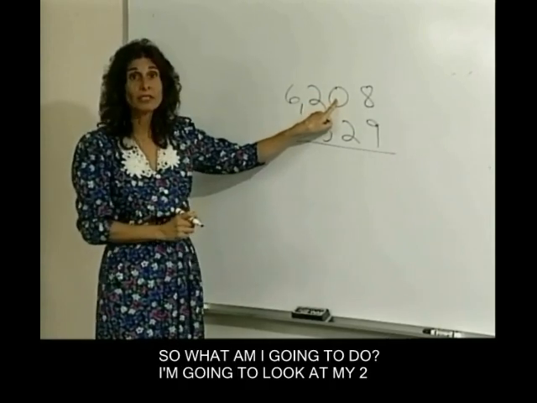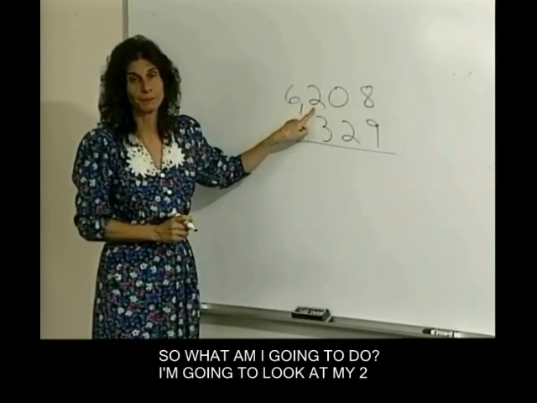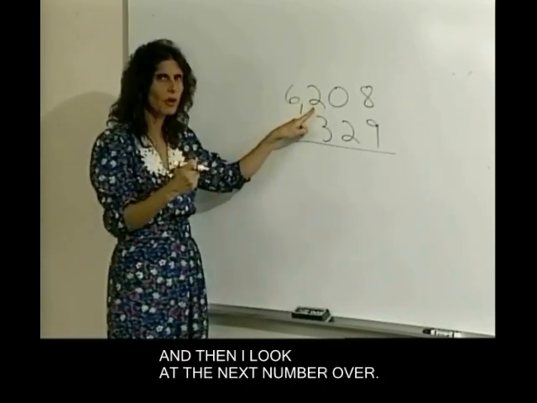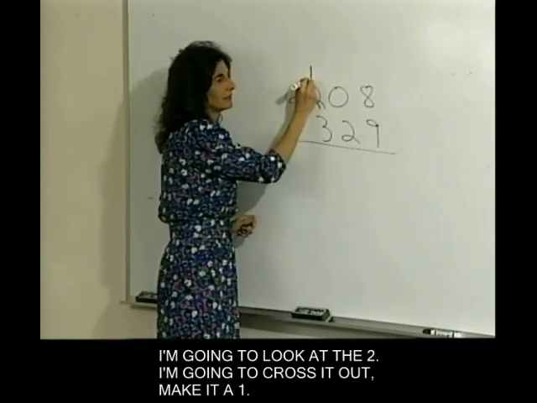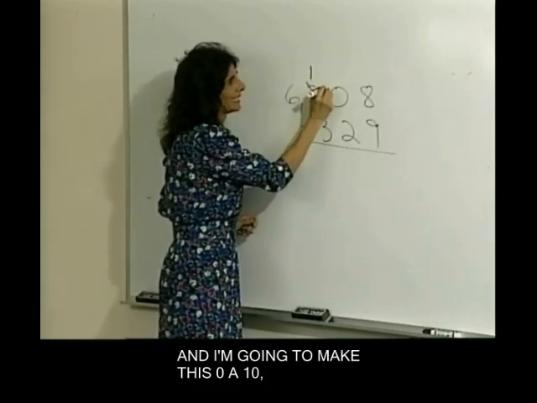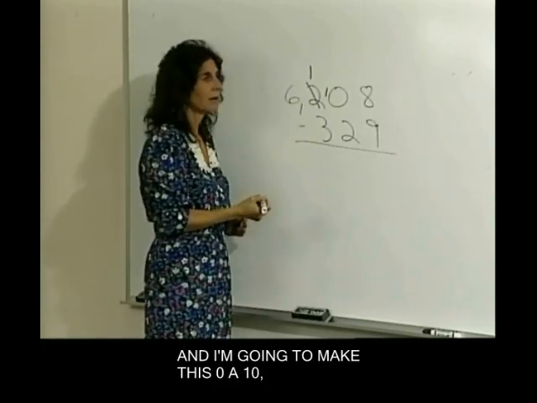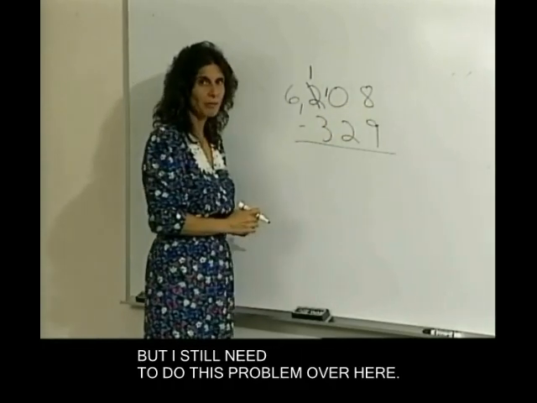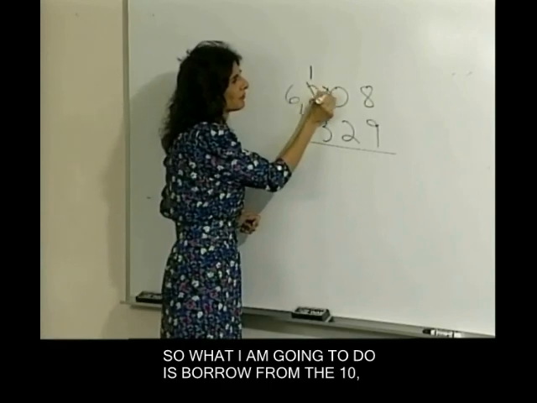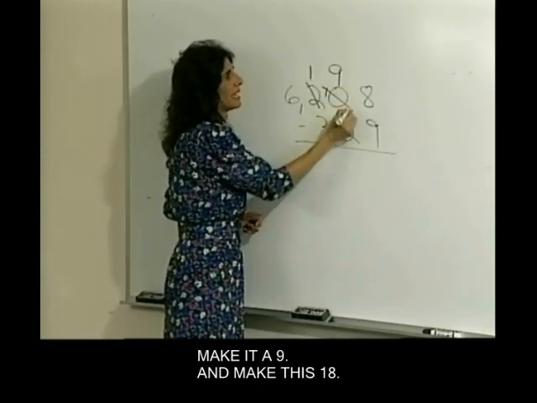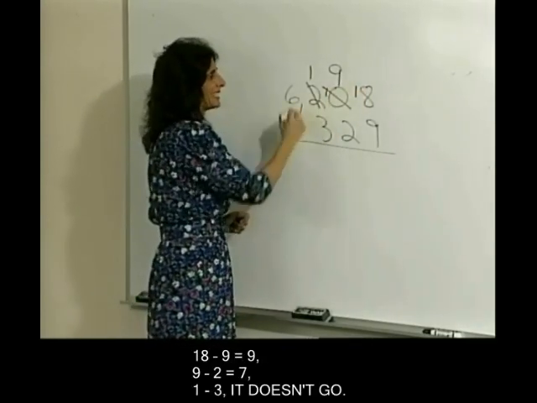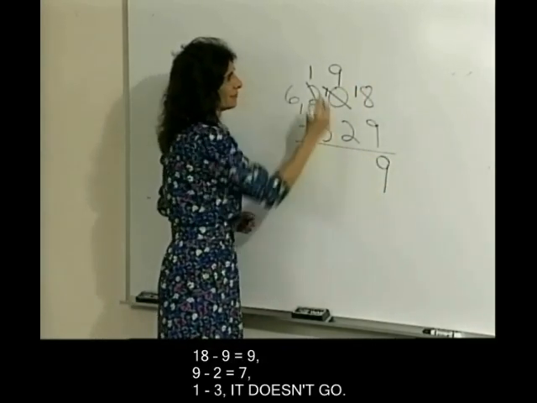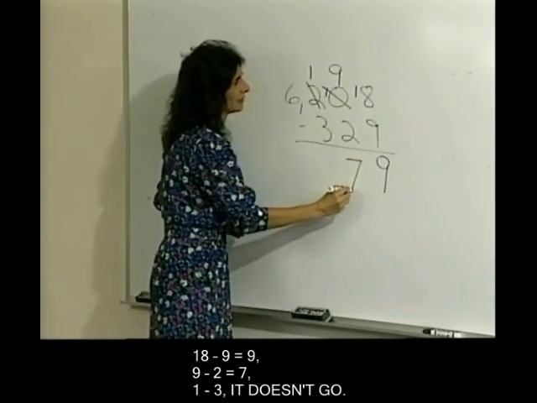Right? So what am I going to do? I'm going to look at my 2. I'm going to look at the next number over. I'm going to look at the 2. I'm going to cross it out, make it a 1. And I'm going to make this 0 a 10. But I still need to do this problem over here. So what I'm going to do is borrow from the 10, make it a 9, and make this 18. 18 minus 9 is 9. 9 minus 2 is 7.